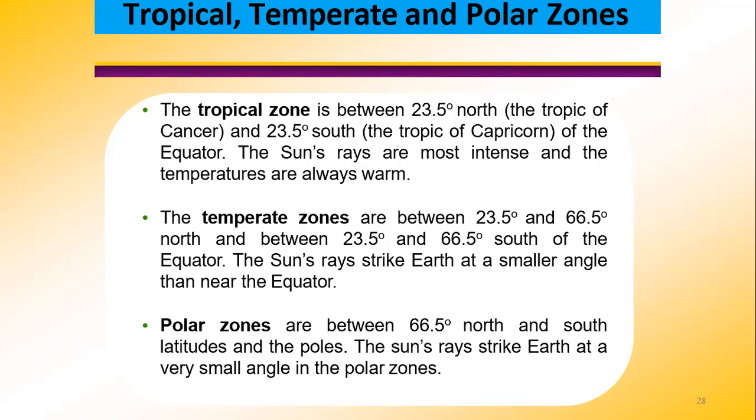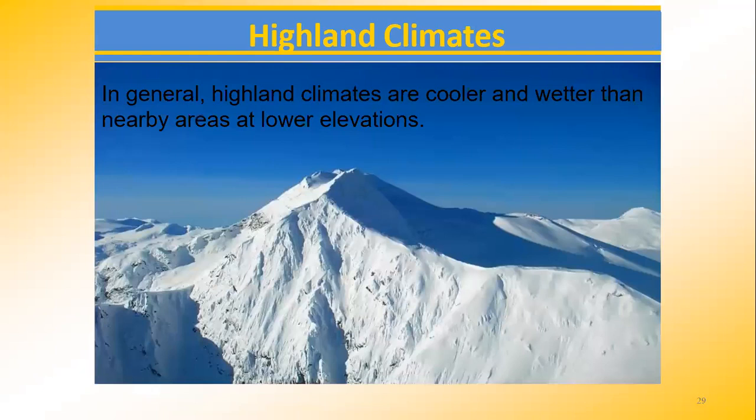Now, there are three zones: the tropical zone, the temperate zone, and the polar zones. This was explained in the video that I shared with the class last week, so you can write down the degrees and understand the markings. Remember, the sun's rays are the most intense and the temperature always remains warm in the tropical zone. In the temperate zone, the sun's rays strike Earth at a smaller angle than near the equator. And in the polar zones, the sun's rays strike Earth at a very small angle.